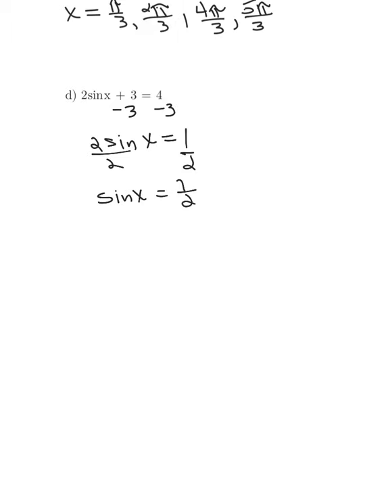So where is the sine function positive? That happens in quadrants 1 and 2. In quadrants 1 and 2, what angles have a y value of 1/2? That happens at the angles of x equals pi over 6 and 5 pi over 6.